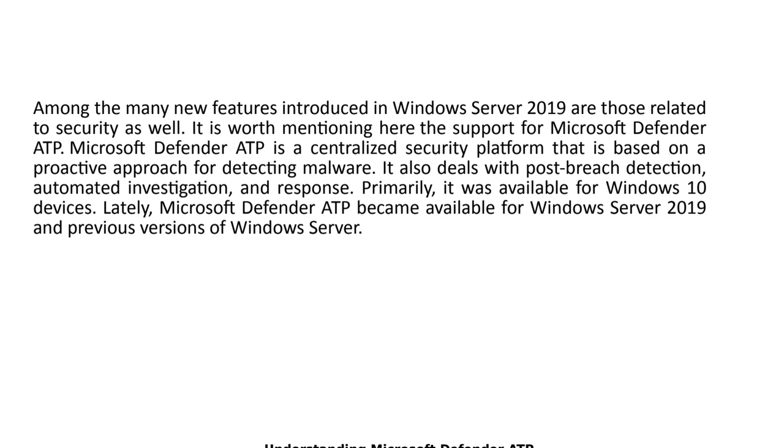Also, 2019 has better security features than 2016. ATP is there already in both. It's one of the features.